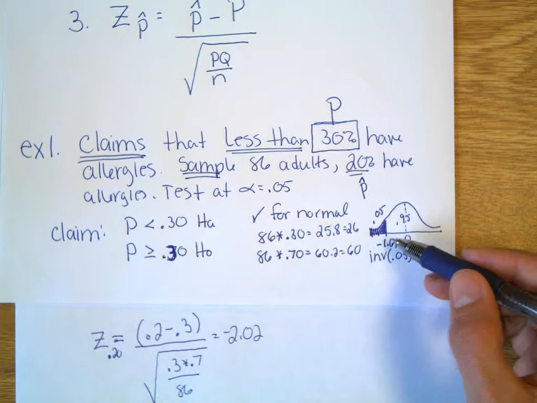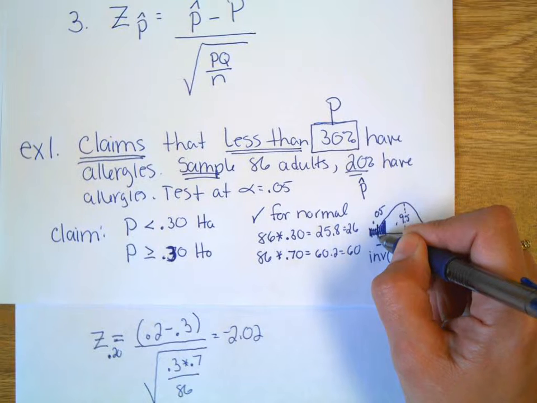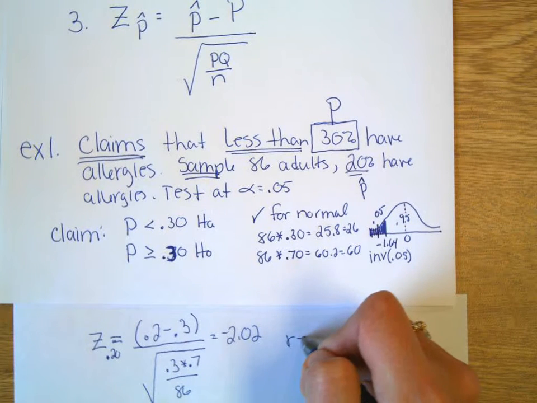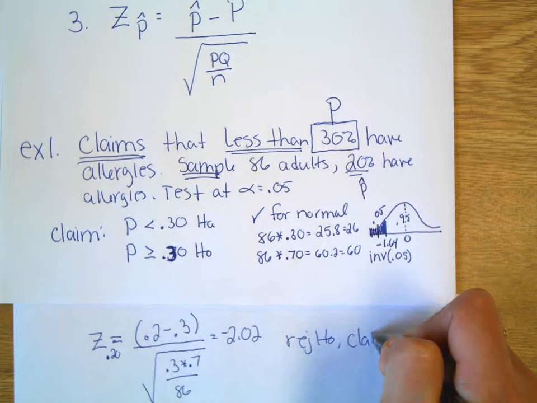So we are in the shaded region. Negative 1.6 is the cutoff, and negative 2 is in there, so we're going to reject H0. The claim is true.